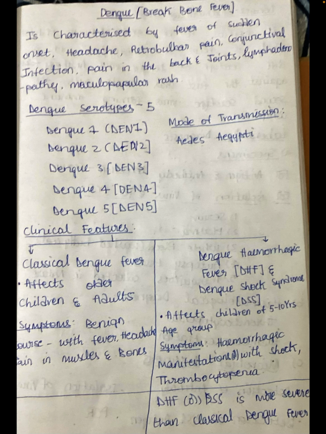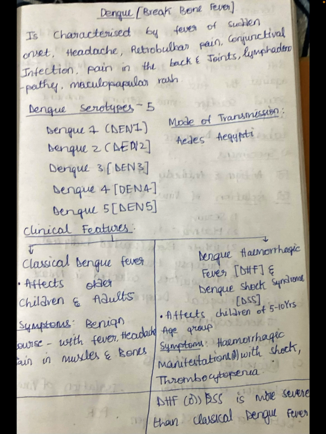Classical dengue fever is benign and very rarely it leads to fatal, that means the death of the person. It affects older children and adults. Symptoms include fever and headache, pain in muscles and bones.